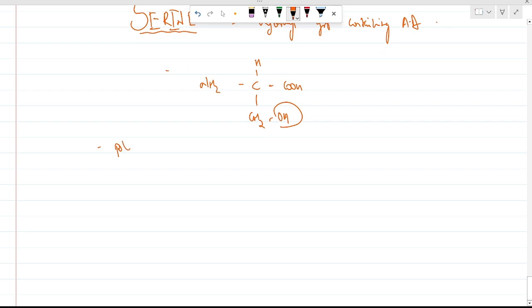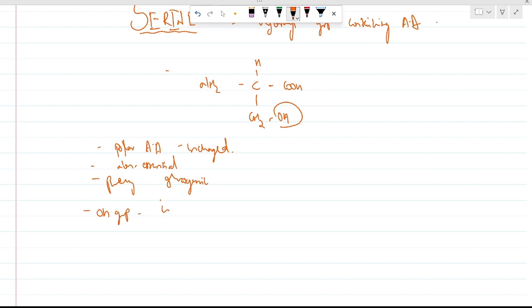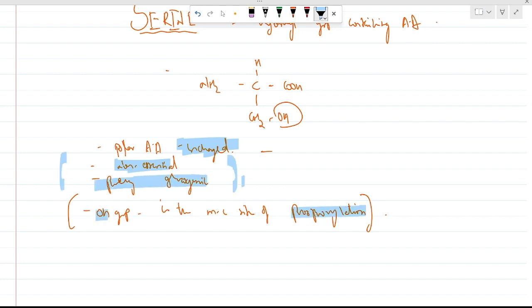Features of this amino acid: polar amino acid but uncharged, non-essential, just like glycine, purely glucogenic, just like glycine, and the OH group present here is the most common site of phosphorylation. This is the importance of the OH group in serine. Serine is a hydroxyl group containing amino acid with a CH2OH group.